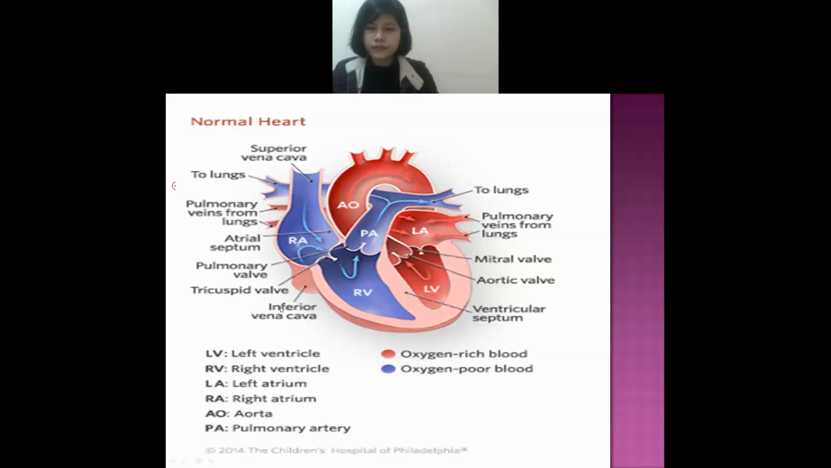I don't remember, ma'am. Can you see this diagram? Can you see the arrow I'm pointing? Oh, yes, ma'am. Inferior vena cava. Okay, continue. It goes to the right atrium, and before going down, there is a door called the tricuspid valve.